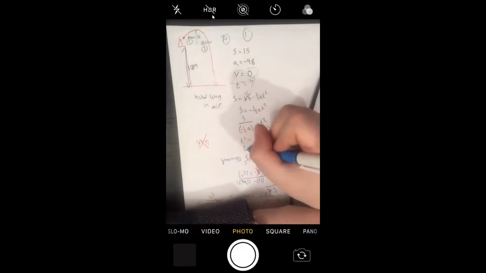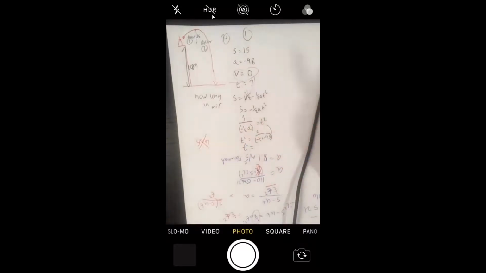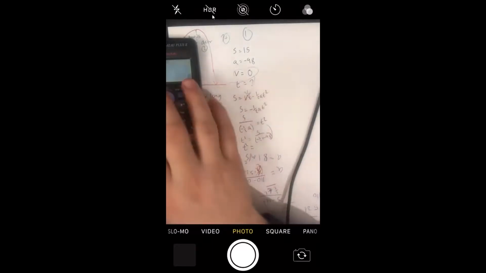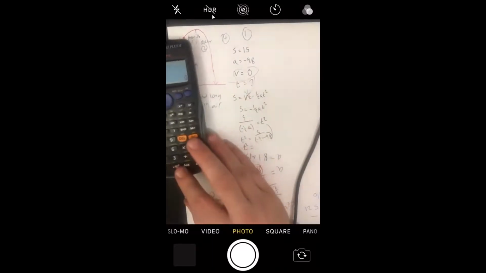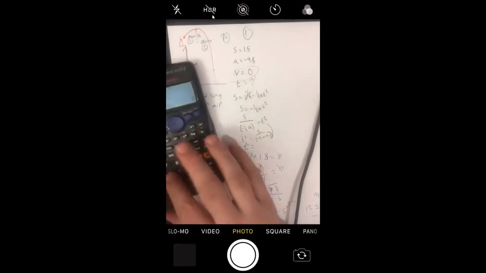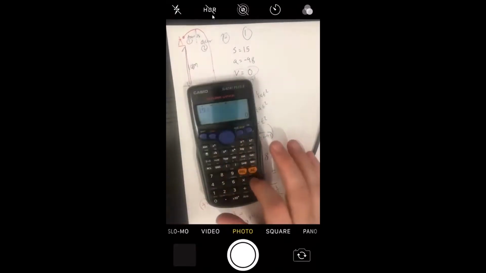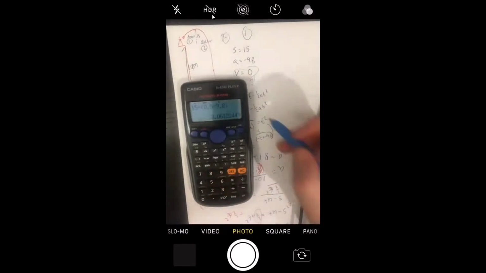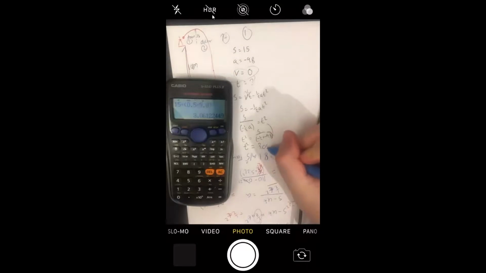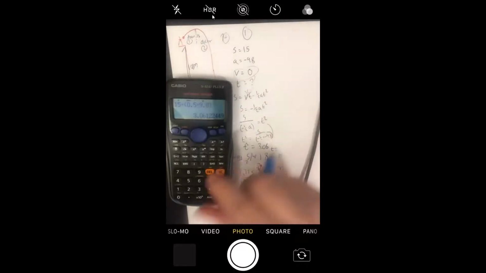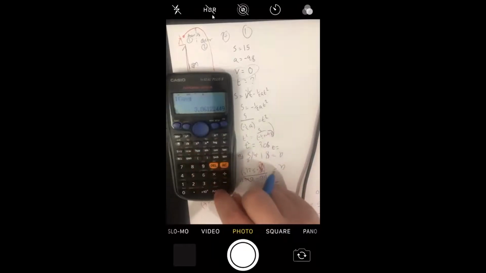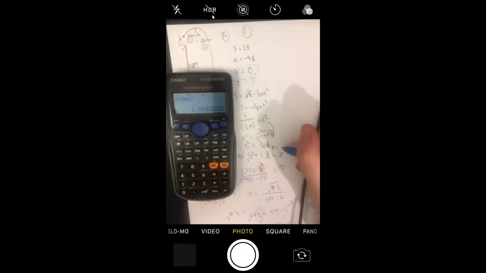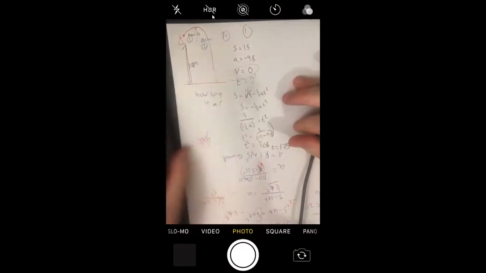T squared, I'm not sure if you guys can see, I'm writing right down the bottom. T squared is going to be, substituting it in, 15 divided by 0.5 times 9.8, 3.06. T equals 1.75. Beautiful. Okay, so that's the first part.